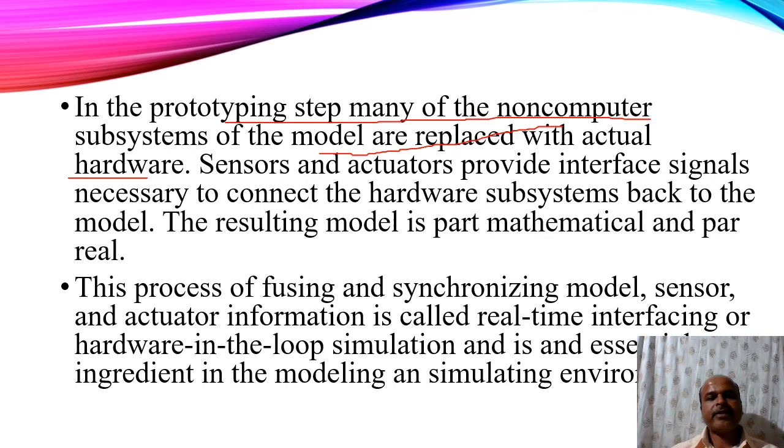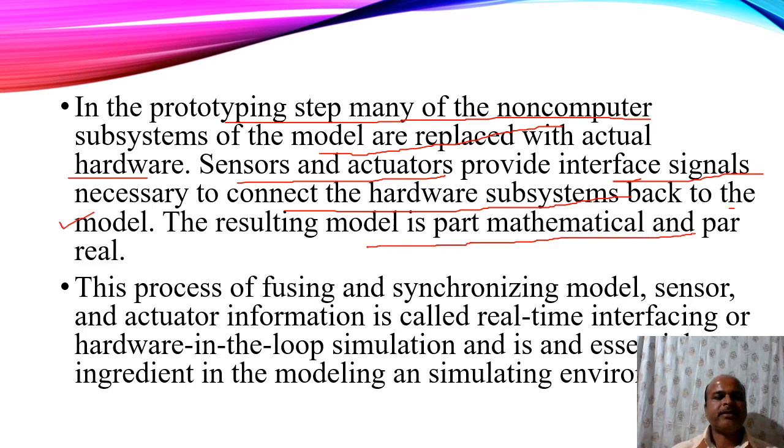So sensors and actuators, as previously mentioned, are the key elements of mechatronics. Sensors and actuators provide interface signals necessary to connect the hardware subsystem back to the model. The resulting model is partly mathematical and partly physical. This process of fusing and synchronizing model, sensors and actuators information is called real-time interfacing or hardware in the loop simulation, and is an essential ingredient in the modeling and simulating environment.